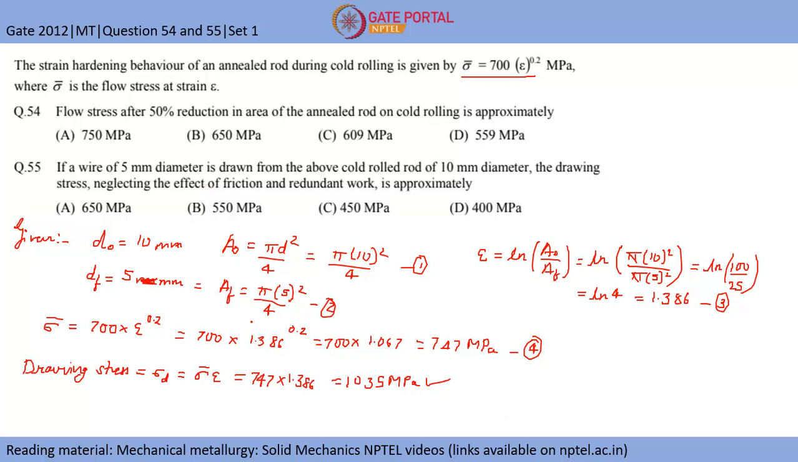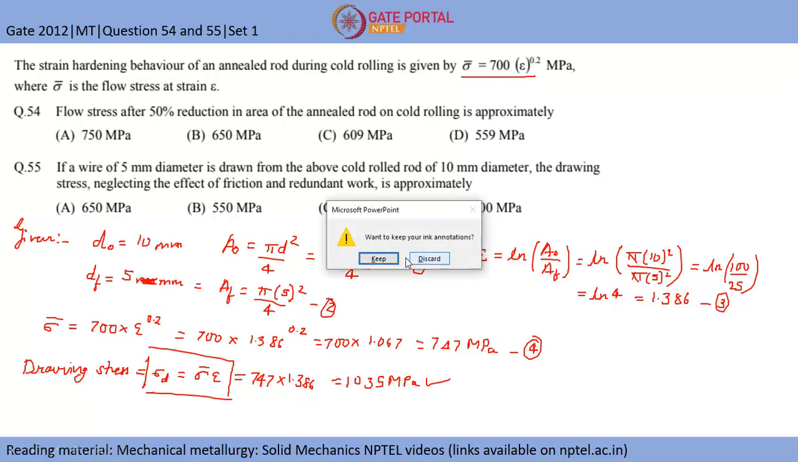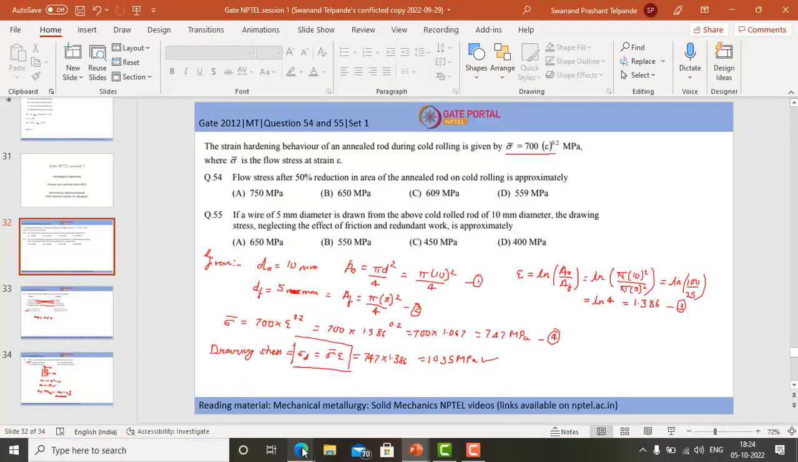So drawing stress is given by this formula, if you know. You have to find out the drawing stress, which will be given by flow stress into the true strain of that material for that particular flow stress. So the correct answer is 1035 MPa for question number 55. If you have any doubt, just ask me. Then we will move on to the next question.